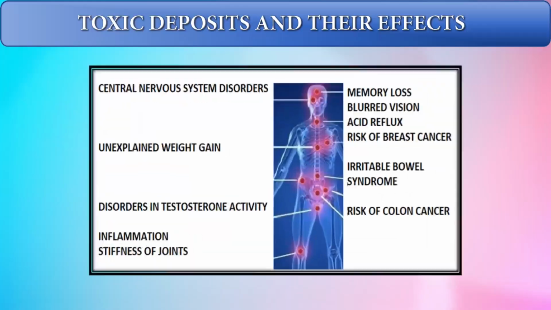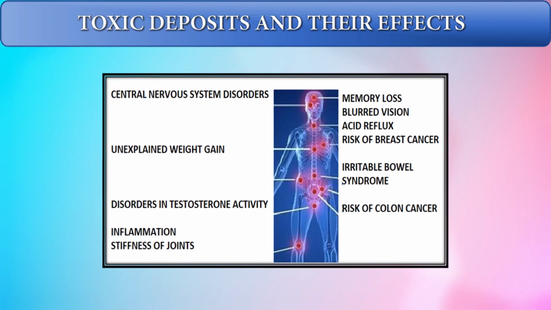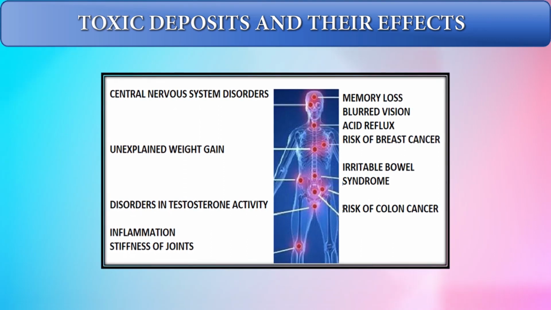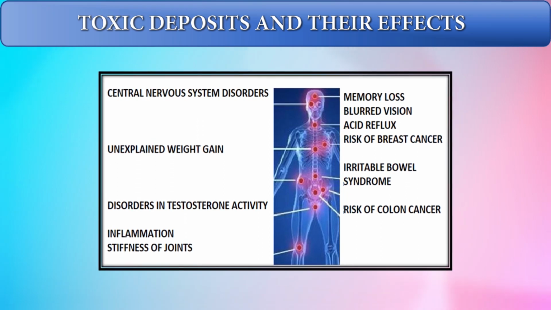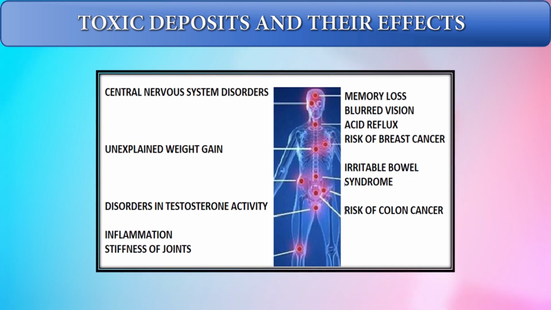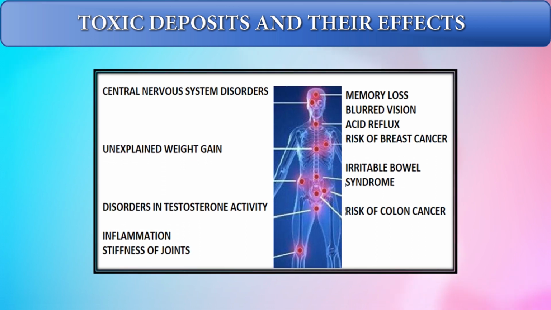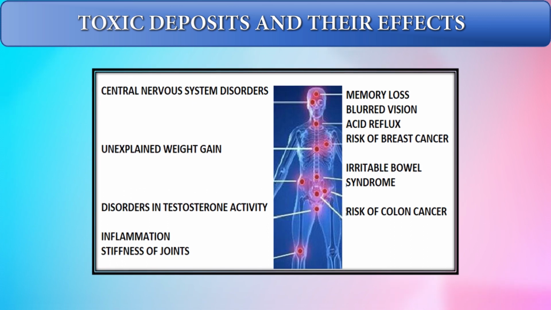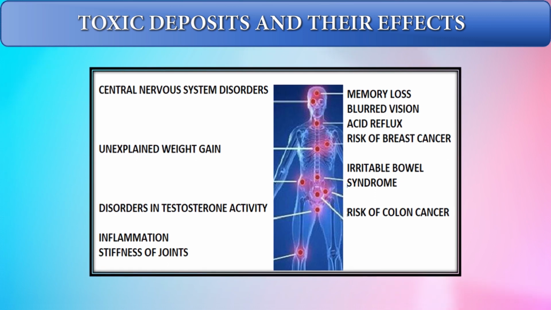So therefore, these toxicants could be deposited and accumulated in the central nervous system, in the fatty tissues, and in the kidneys or in the gastrointestinal tract, and all this can cause central nervous system disorders, unexplained weight gain, disorders in your hormonal activity. There could be inflammation and stiffness in the joints, there could be loss of memory, blurred vision, acid reflux, risk of breast cancers, irritable bowel syndrome. This is a very common feature of the toxic syndromes, and also there can be risk of colon cancer.